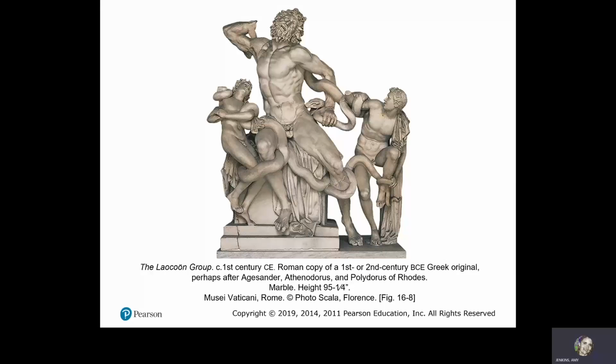The Laocoon group is a 1st century CE Roman copy of a 1st or 2nd century BCE Greek original. And so the father is much, much larger than his sons in this sculpture.